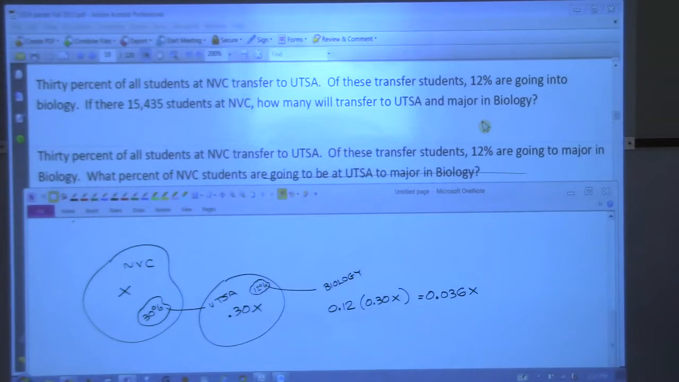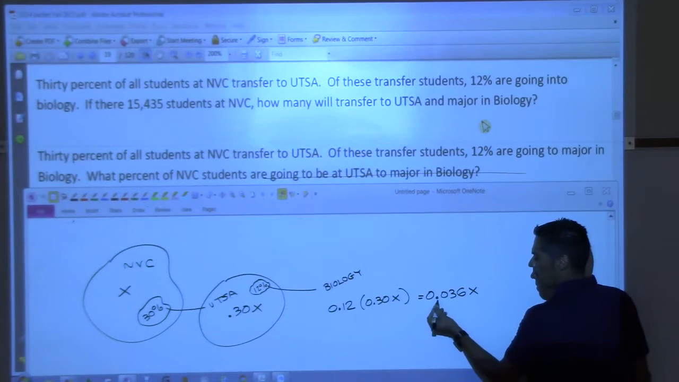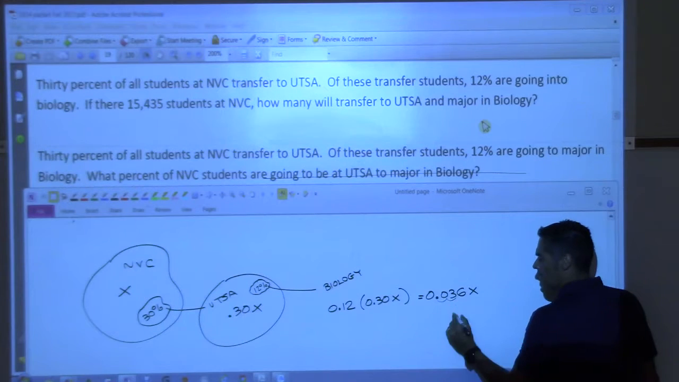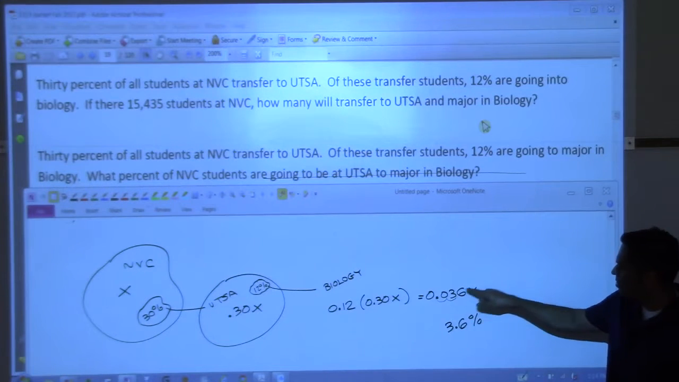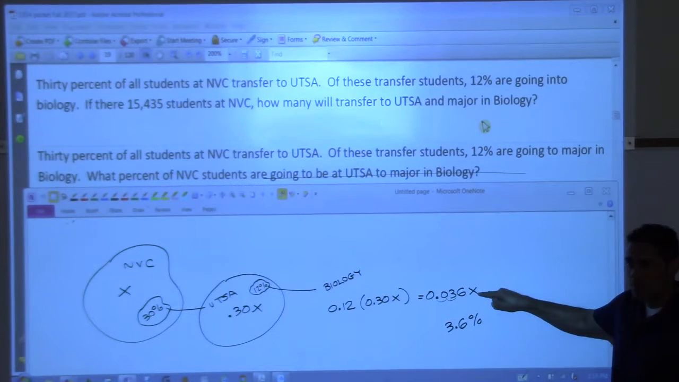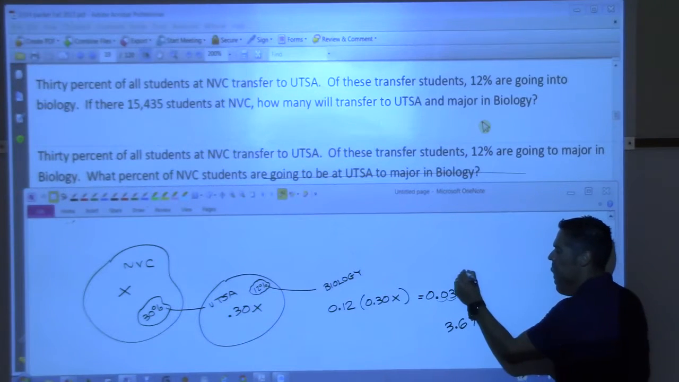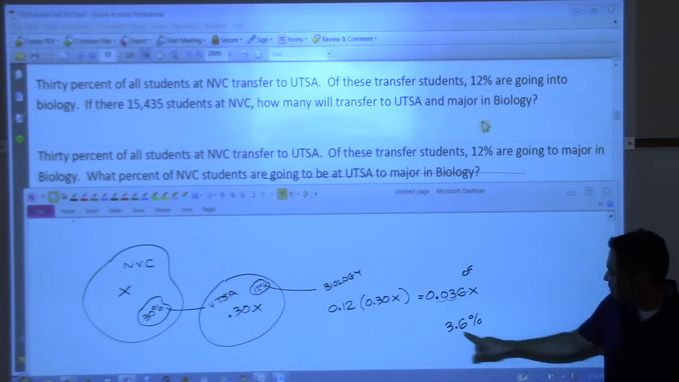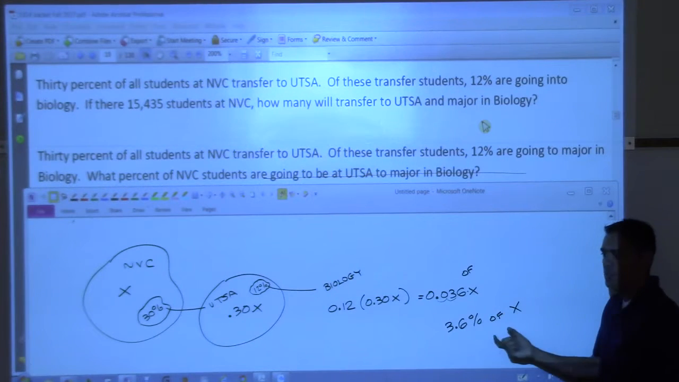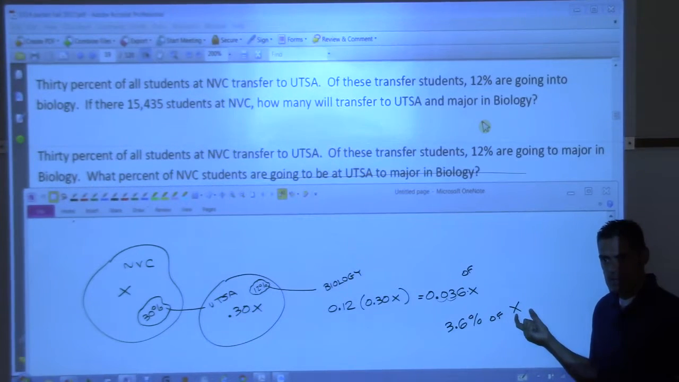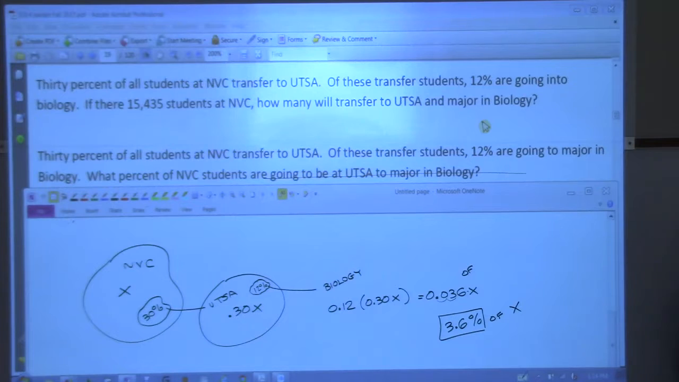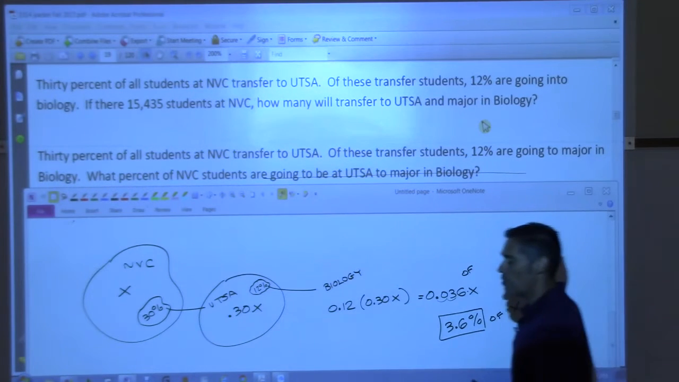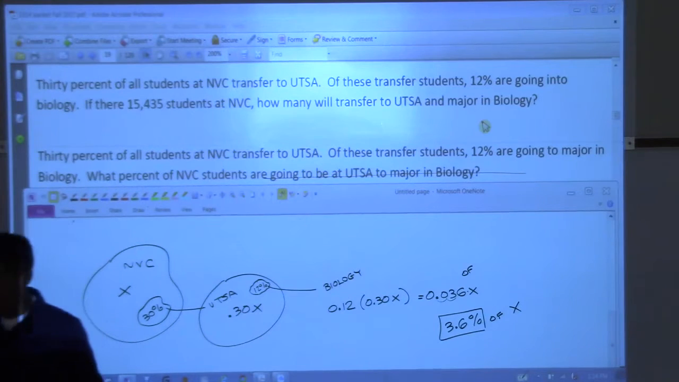Well, are we there? What does this represent? That's the percentage. Look, if we move this decimal point over 2 places, isn't that 3.6%? So this means 3.6% of the population of Northwest Vista. Because remember, there's multiplication in here, which really means of, right? So what we're saying is 3.6% of X. That's the population at Northwest Vista College. So the answer to the problem is 3.6%. We should expect to see 3.6% of students at Northwest Vista become biology majors at UTSA.